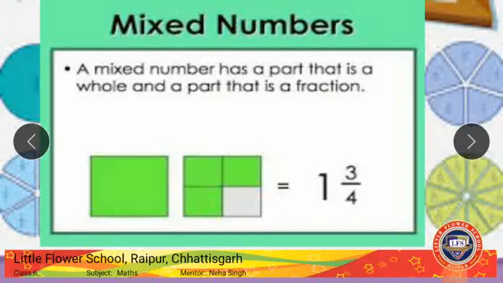Coming to the third type of fraction, mixed fraction. Mixed fraction has a whole part and a fraction part. See, 1 3 by 4. This is the whole part. This is the fraction part. Since it has a whole part and a fraction part both, we call it a mixed fraction. See, 1 and 3 by 4.